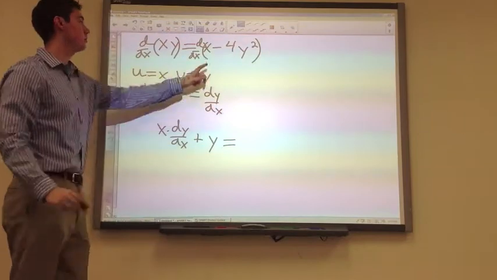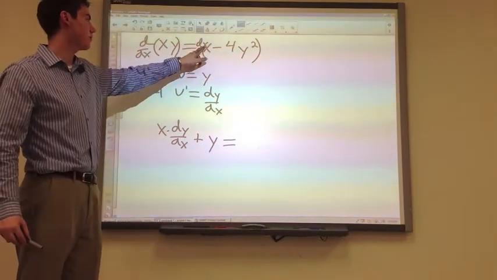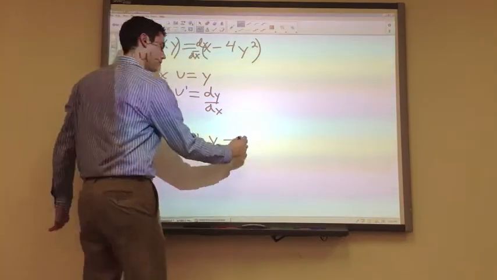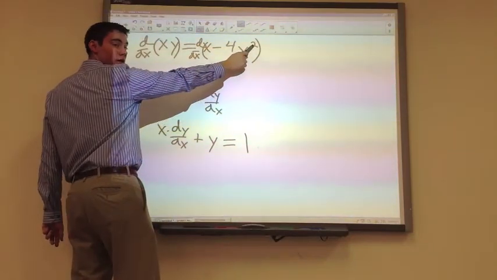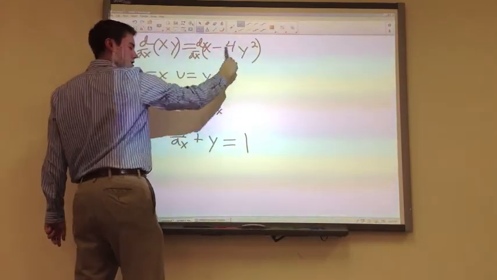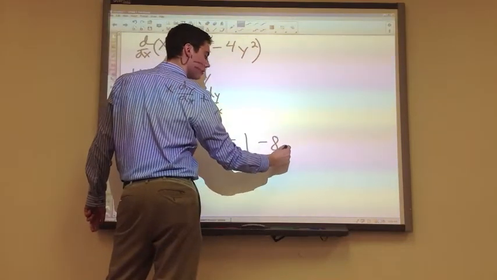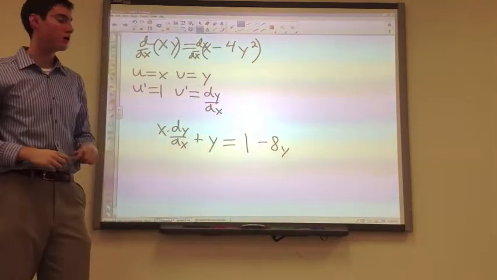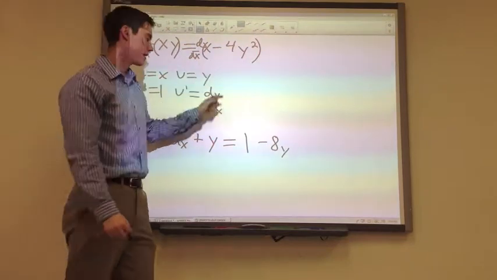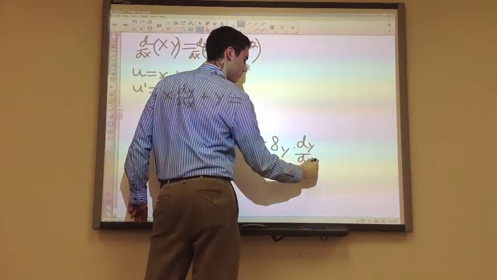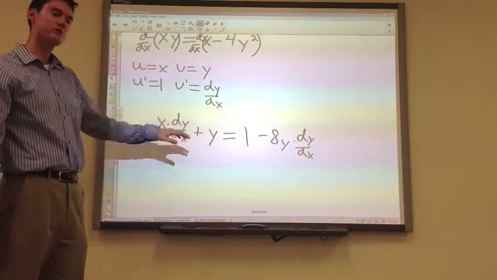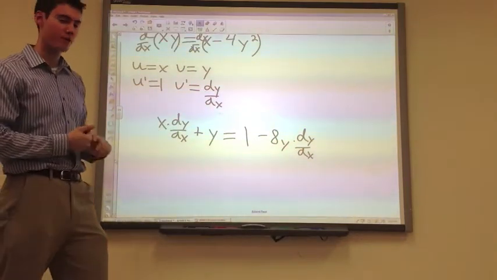And that's equal to the derivative of this side. Well, the derivative of x in terms of x is 1. The derivative of negative 4y squared is minus 8y. But remember that we're taking the derivative in terms of x, so we multiply that by dy/dx. Just take a moment, look at that, see where it came from.